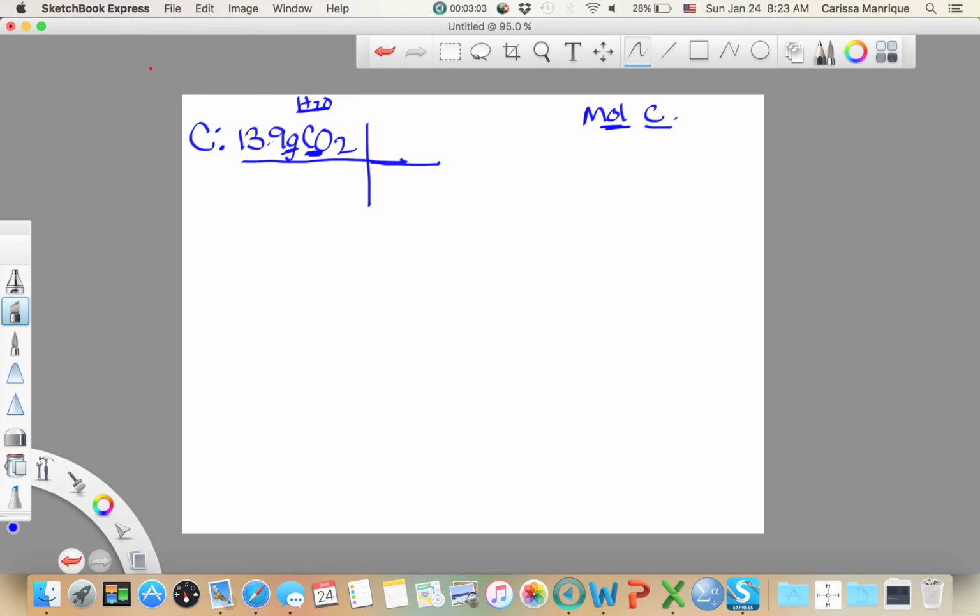So I need to convert this to moles. I calculate the molecular weight of CO2. Carbon is 12 on the periodic table. Oxygen is 16 on the periodic table, but there are 2 of them. When I add those together, it's 44. So CO2 adds up to 44 grams per 1 mole of CO2.